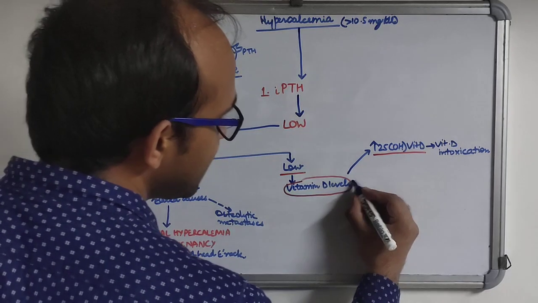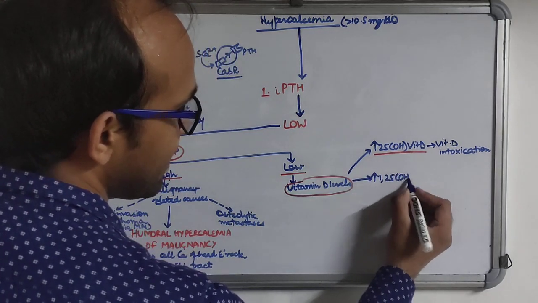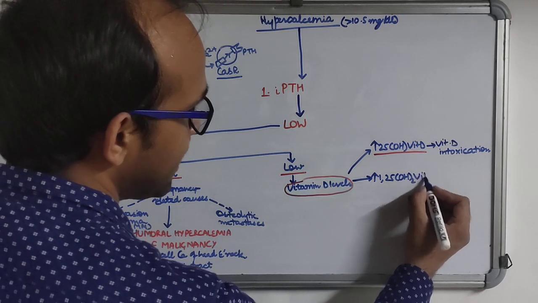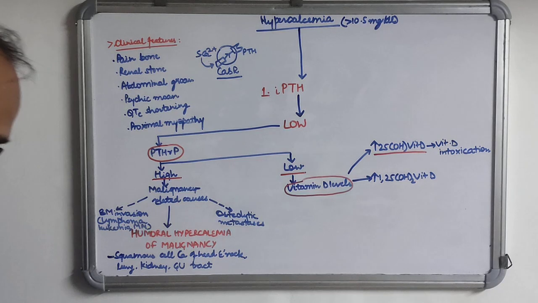If there is increased 1,25 dihydroxy vitamin D levels, which is the active metabolite, there could be two causes.